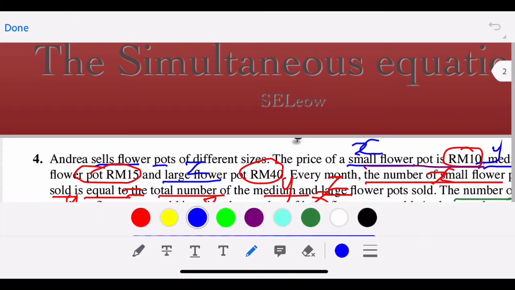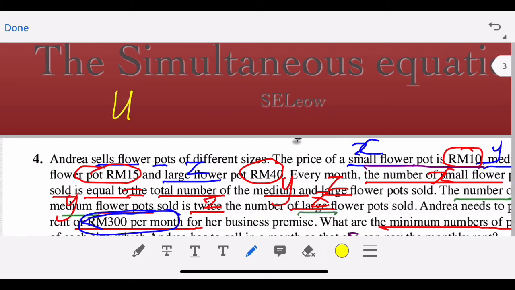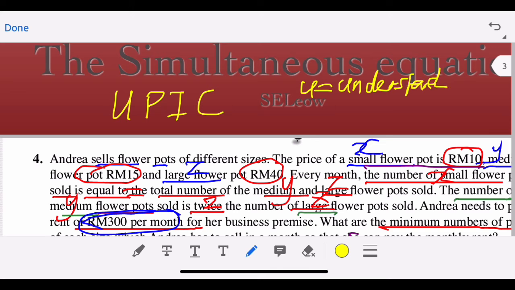Alright, so I really hope that you can follow my lesson to use the concept of the UPIC to solve the Hodge question. So what is U? U is understanding the problem. P is planning the strategy. So that means you define the variable, you form the equation using the information given.